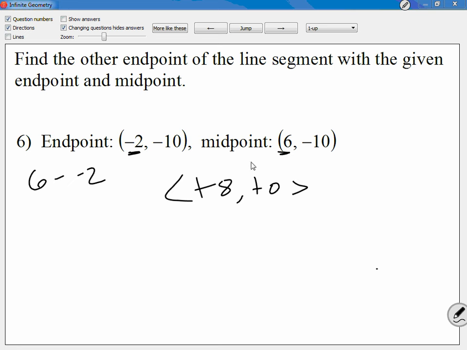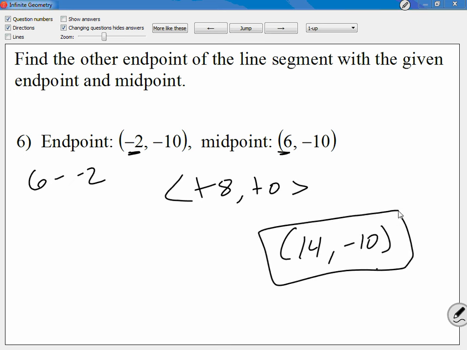How much is 6 plus 8? So my x value is 14. On the y's, how much is negative 10 plus 0? Negative 10. Once again, find out the rules first and do that rule to the midpoint. If you're not quite sure how to get the numbers on the rule, do a reverse subtraction. For the x value, once again, I went 6 minus a negative 2. That's how we get the reverse subtraction. Any other questions?